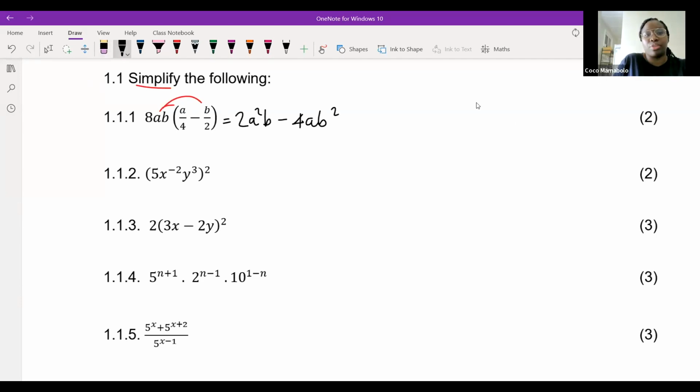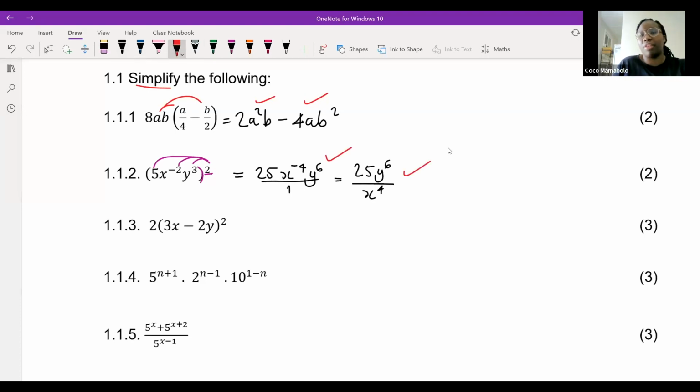Those are your 2 marks. One for each expression. One there, one there. Okay, next one. As soon as I see a bracket and an exponent, I need to take that exponent and distribute it to each of these. So the answer I should get out here is 25, because 5 squared will give us 25 there. X to the power of negative 4, y to the power of 6. Now that negative 4 is a negative exponent, so I need to make this into a fraction over 1 and then flip that. So I should have 25 y to the power of 6 over x to the power of 4. That's the answer I should get. 1 mark for simplifying, 1 mark for the final answer.